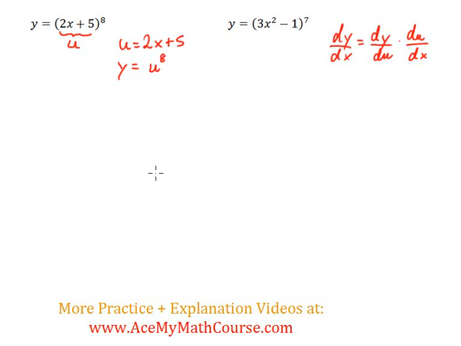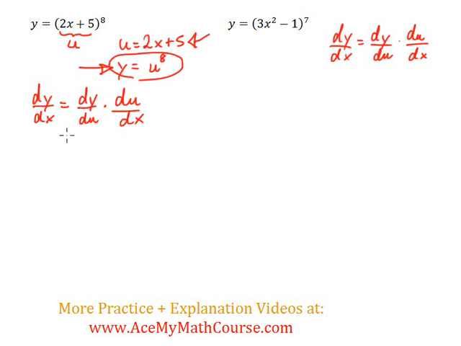Great. Now, we know dy dx is going to be equal to dy du. So we're going to have to take the derivative of this function over here and multiply it by du over dx, which is the derivative of the top function. So, okay, let's take that one. y equals u to the power of 8. So it follows that dy over du will be equal to, well, I can just bring down the exponent, right? Multiply it by the variable and subtract 1 from the exponent. So we have 8u to the power of 7.